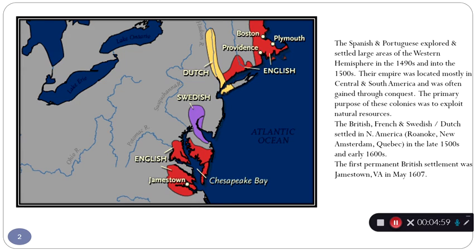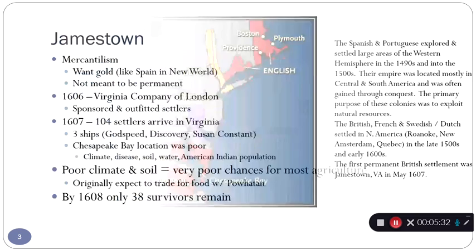The first permanent British settlement is Jamestown, Virginia. And Jamestown is established in May of 1607. There had been other attempts by the British to establish colonial territories along the Virginia, Carolina, and Maryland coast, but they're unsuccessful. And so Jamestown is the first one that's actually going to succeed, although it's really pretty uncertain for several years after its establishment whether Jamestown is actually going to survive.